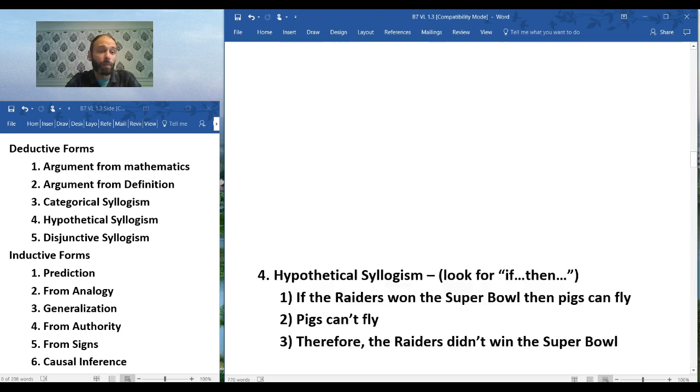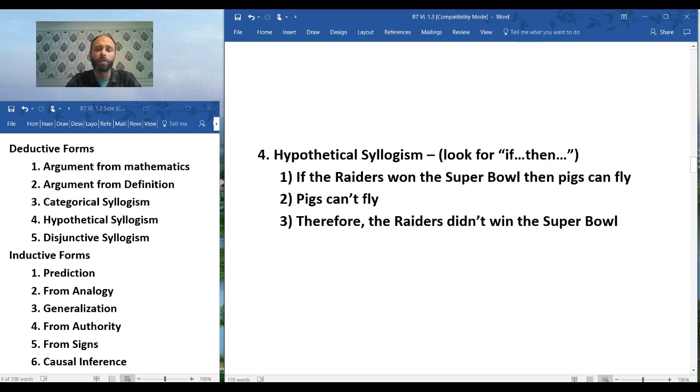All right, the next type of syllogism, the next type of deductive argument form, is the hypothetical syllogism. For hypothetical syllogism, what you're looking for are conditional statements. So look for the words if and then. So here's an example hypothetical syllogism. If the Raiders won the Super Bowl, then pigs can fly. Pigs can't fly, therefore the Raiders didn't win the Super Bowl.